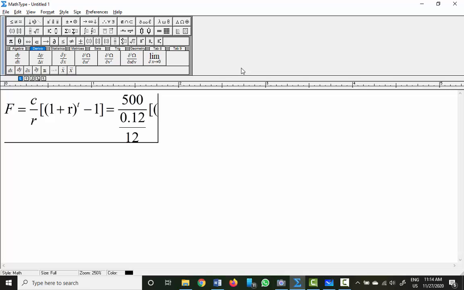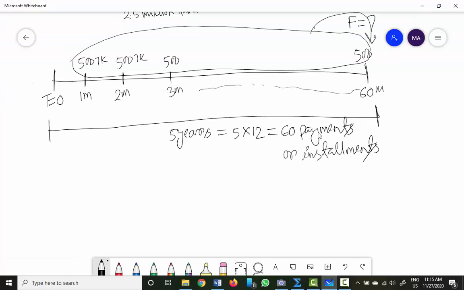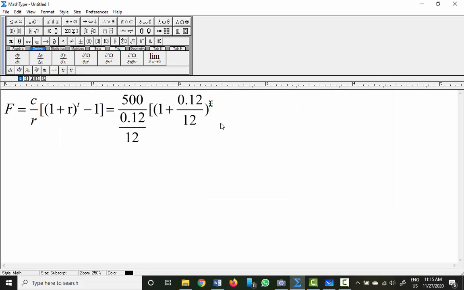Bracket, another bracket, 1 plus R. R means this one. Bracket closes there. Power T. T means the total 60 installments. 5 years, 60 months, 60 payments. So 60, and then minus 1. Bracket closes there.